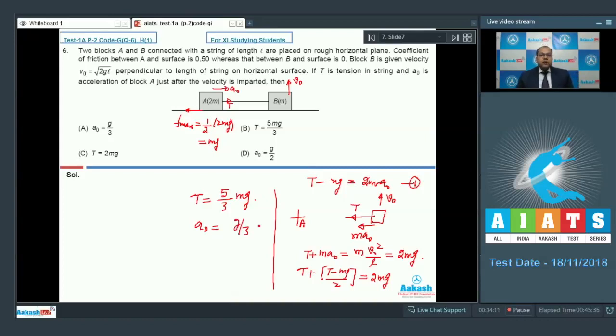So the correct answers for question number 6 are options A and D. Let's move to question number 7.